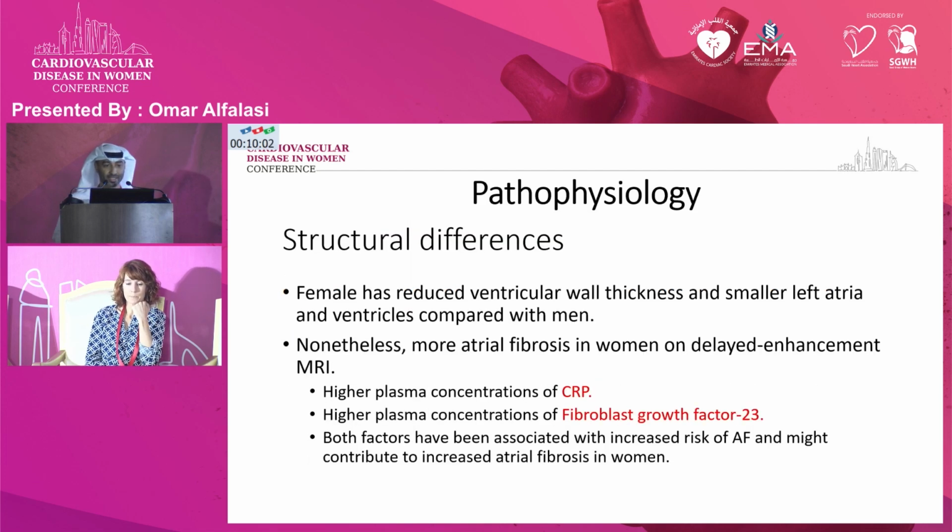So when we talk about the pathophysiology, there are structural differences and electrical differences between males and females. In general, females have a reduced ventricular mass and smaller atria and ventricles compared to males, and this is a protective thing. So we think this might actually lead to the lower incidence of atrial fibrillation in females. Having said that, a study was done. It wasn't a large study. I think it was only 160 females who underwent MRIs, and they had a protocol. It's a study that was done in Utah.